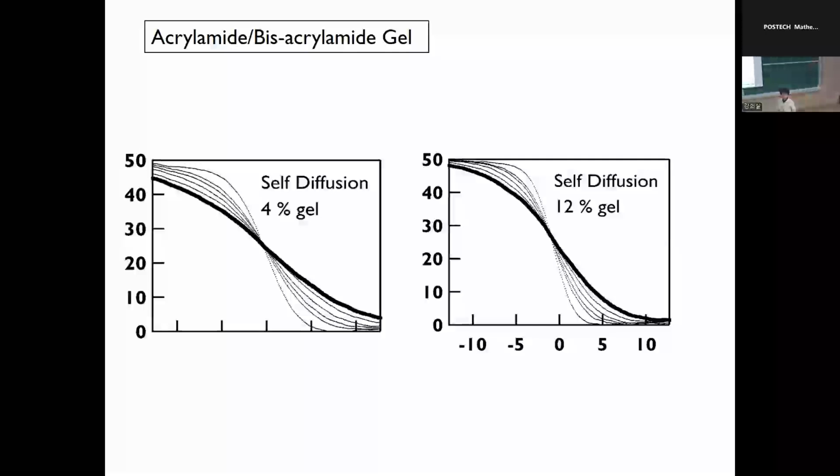D is K times M, and we measure diffusivity for 4% gel and 12% gel separately. Then we have D quite correctly. And then how about it's hard to measure K or M? So what we do is fitting.